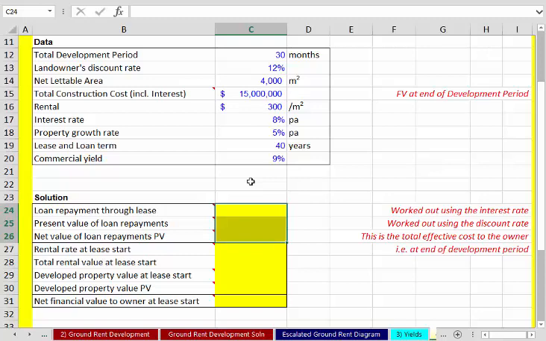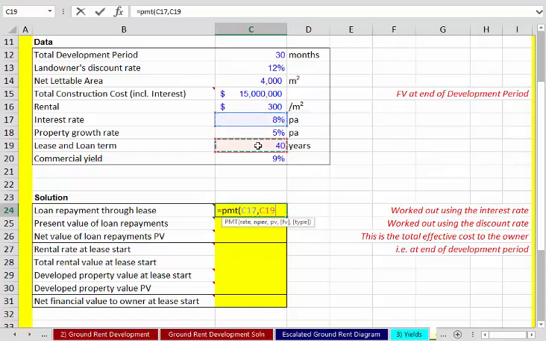Okay, what are we going to do here? The model begins by working out what loan payments the landowner must make through the investment period. We have $15 million of debt. To fund that, we're going to take a loan. To work out the loan repayments, we use the payment function, and the rate here is the interest rate, then the number of periods.